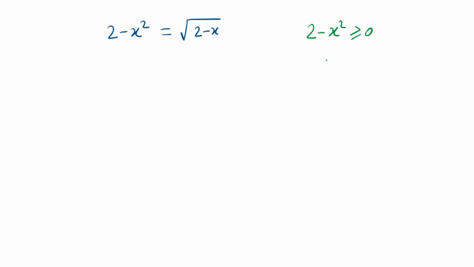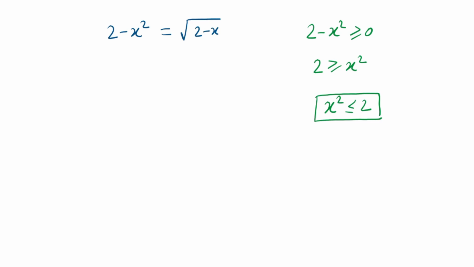Now if we add x square to both sides, you can say 2 is greater than or equal to x square. In other words, x square is less than or equal to 2. This is our second condition for solving this algebraic equation.